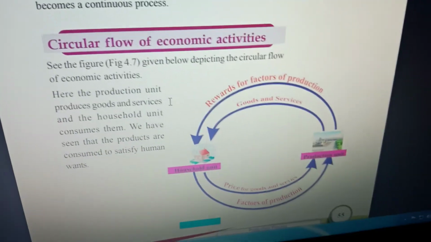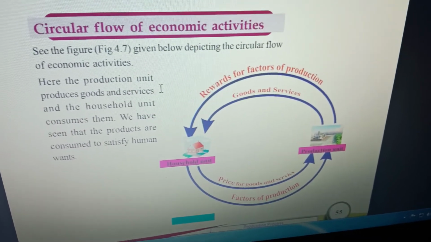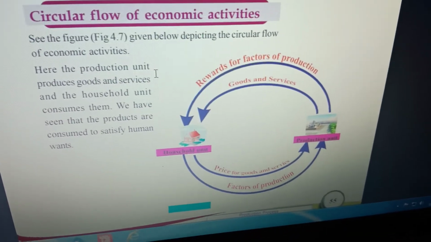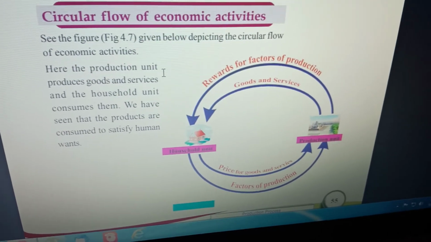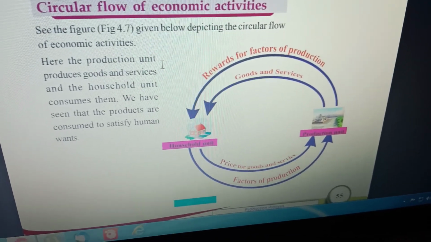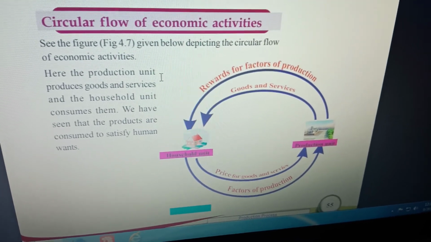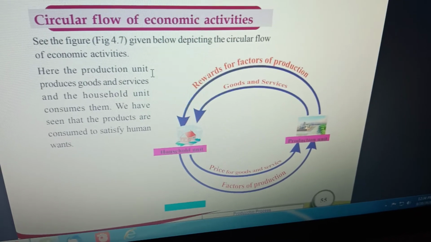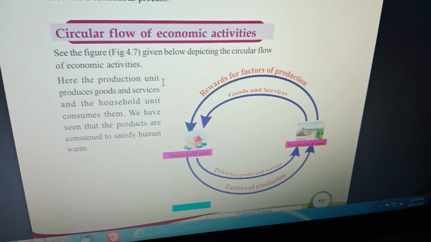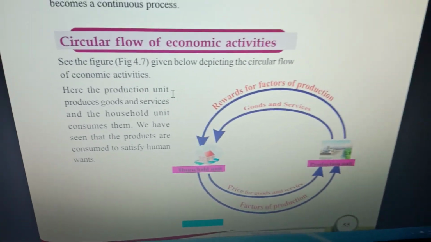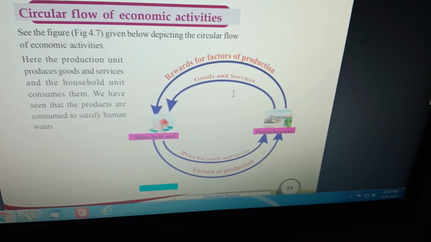I told you that human wants are many. So in order to satisfy one want, another one emerges, and with the change in wants, goods and services also change correspondingly. So as I told, human wants are endless. So in order to satisfy each human want, production process needs to be continuous. Since the production and consumption are continuous, the economic activities follow a circular pattern. You can see this is a circular pattern.